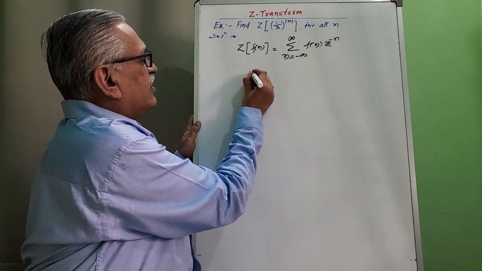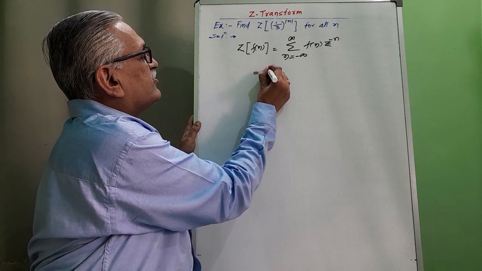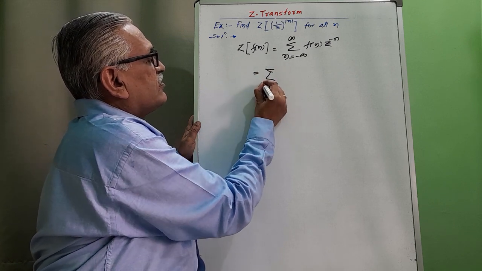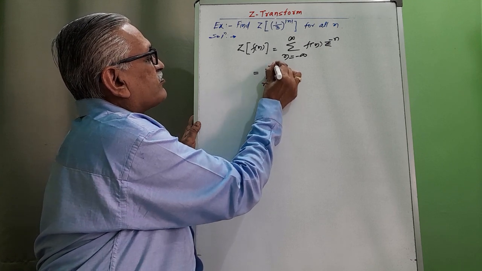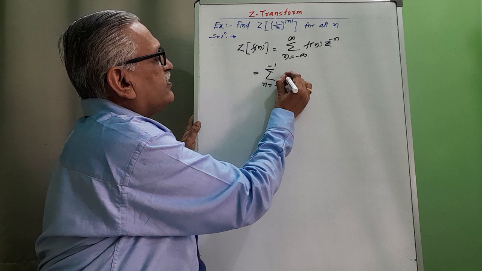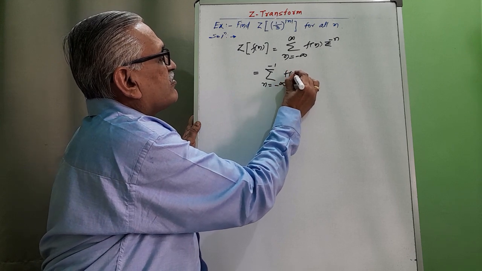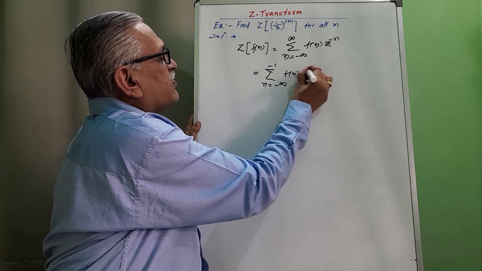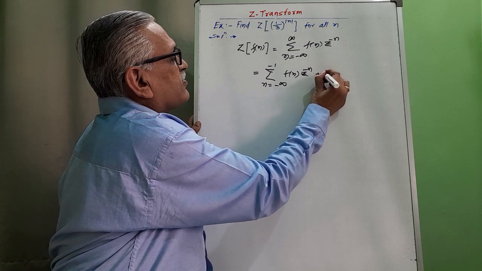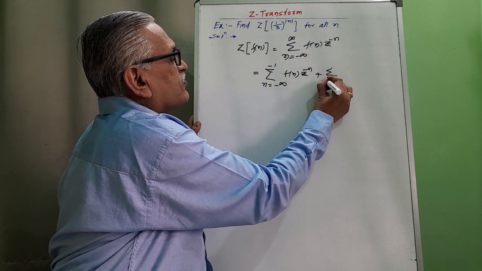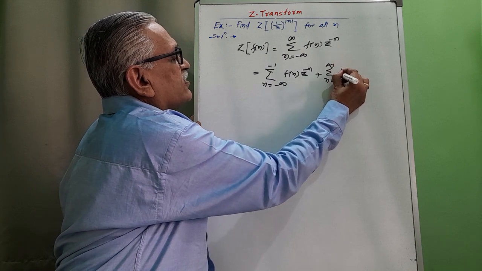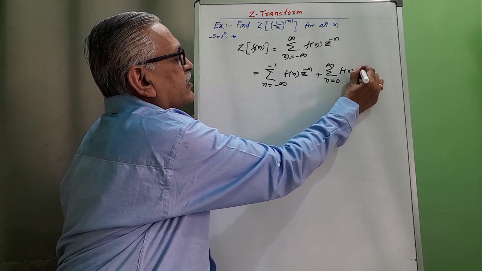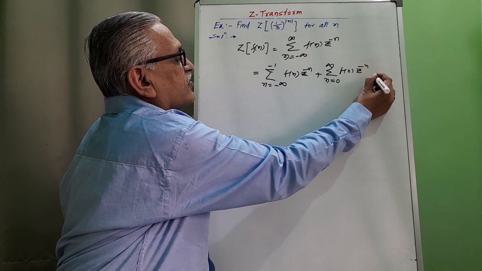Then splitting it, summation from n equals minus infinity to minus 1 of f of n into z raised to minus n, plus summation from n equals 0 to infinity of f of n into z raised to minus n.